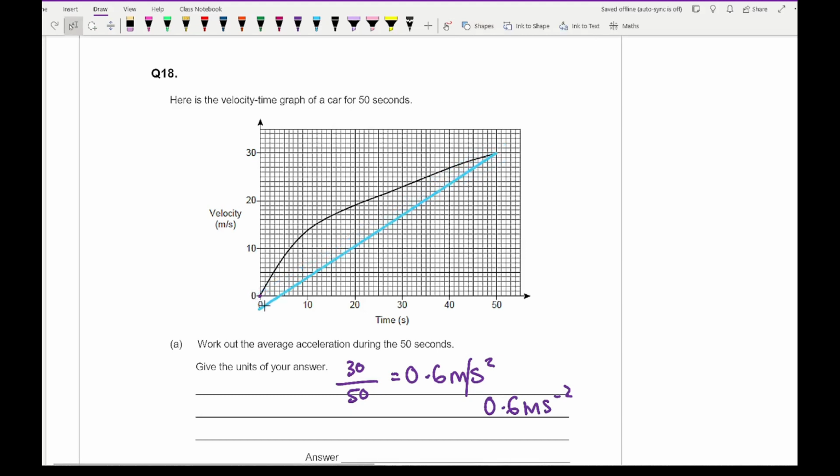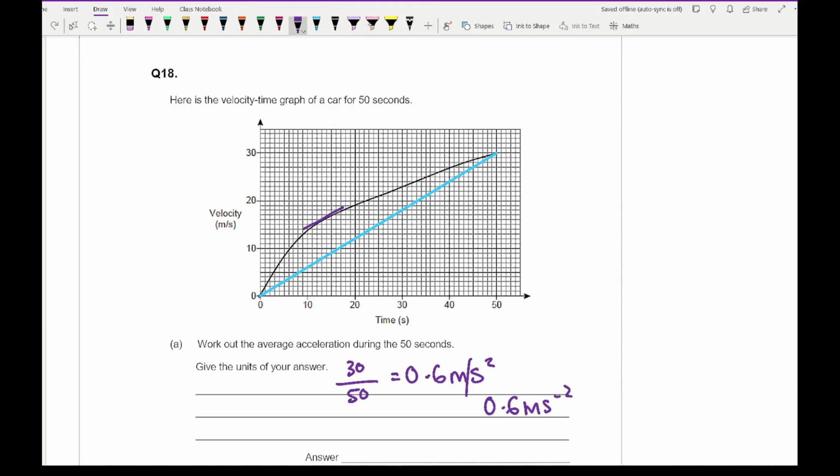Now what I'm looking for is where the gradient of the tangent is the same as that blue line. So I'm looking for where on the curve the gradient of the tangent, if I were to draw a tangent on the curve, is going to be parallel to that blue line. And I would say that where it's parallel is somewhere roughly around there.